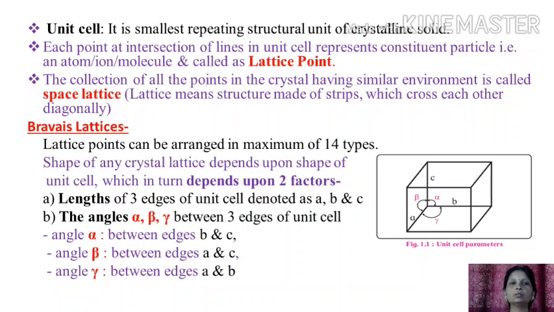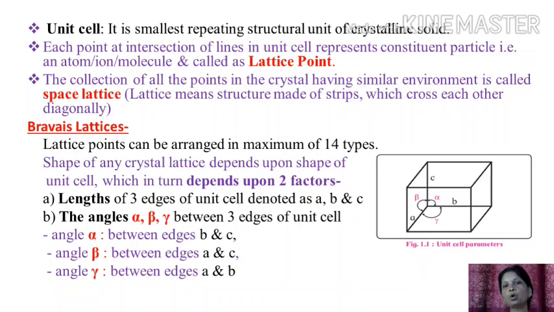Now we will discuss the crystalline solid parts, and here we have the definition of unit cell. It is the smallest repeating structural unit of crystalline solid. Each point of intersection of lines in the unit cell represents a constituent particle, that is, an atom, ion or molecule. These points of intersection are called lattice points.